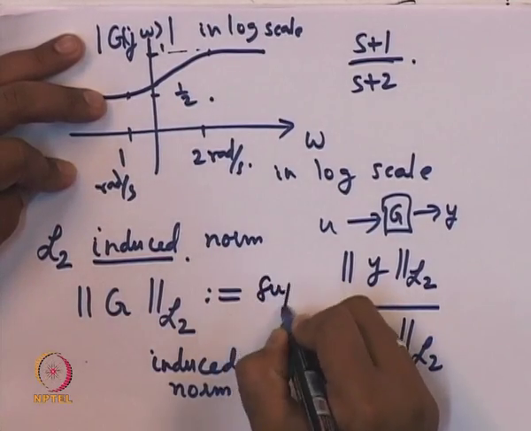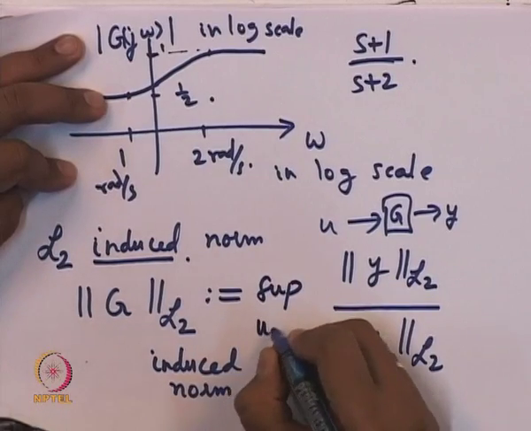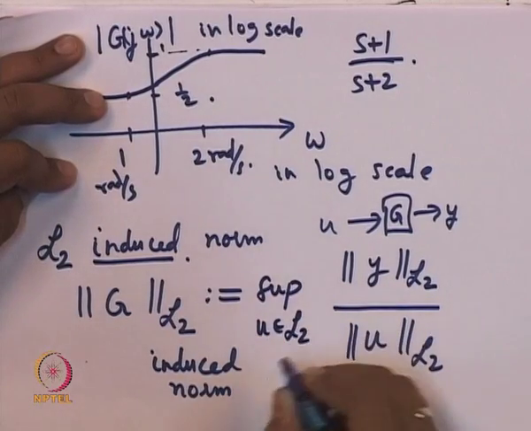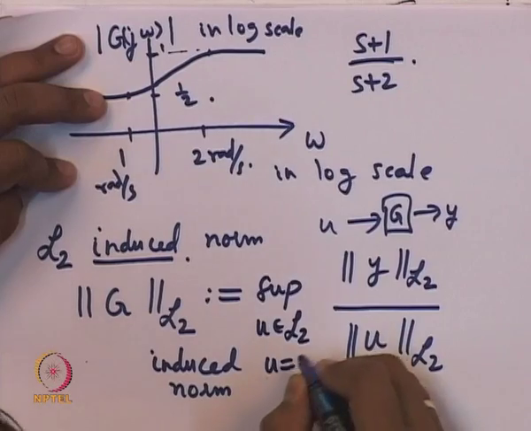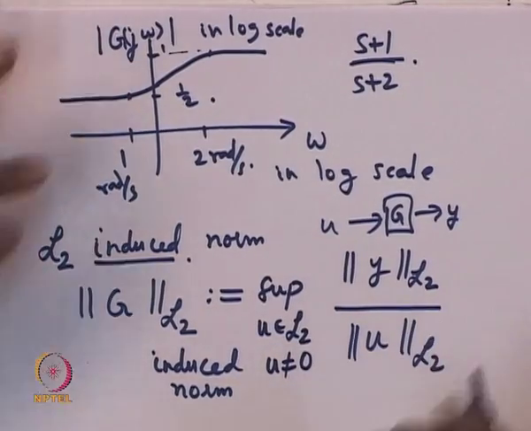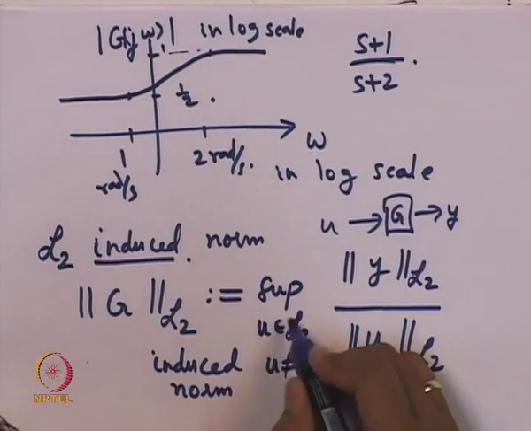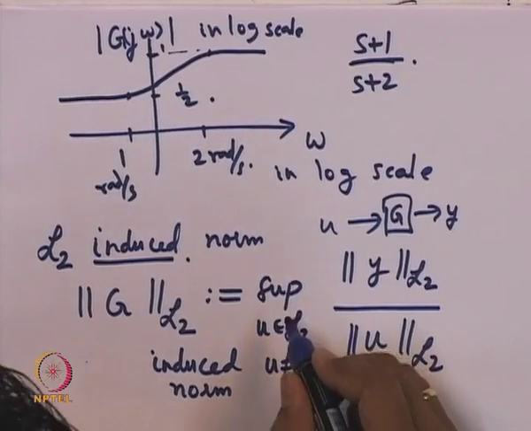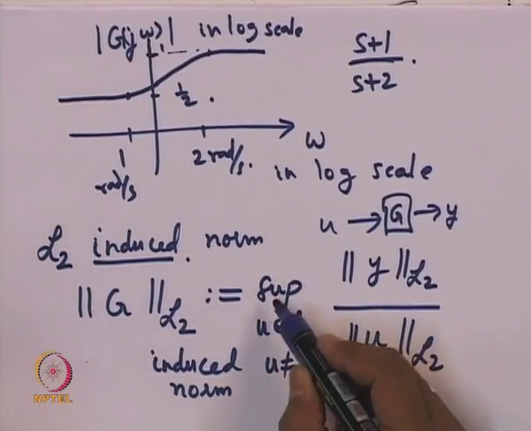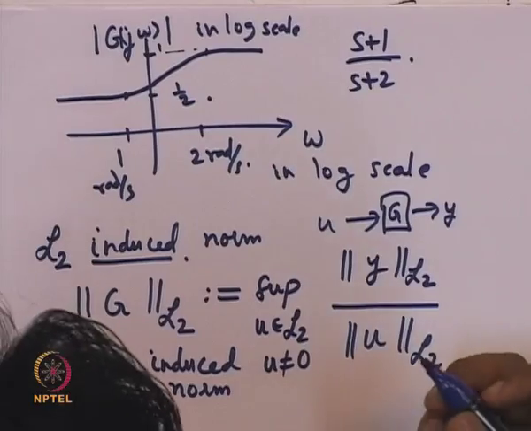So, we are going to look at the supremum over all u in L2. Of course, u should not be equal to 0, because otherwise you will have 0 in the denominator. This supremum only means that it is like the maximum, but we are not looking at the maximum value over a finite set. L2 is a very large set, not a compact set, and hence we are replacing max by sup. Sup is just supremum.